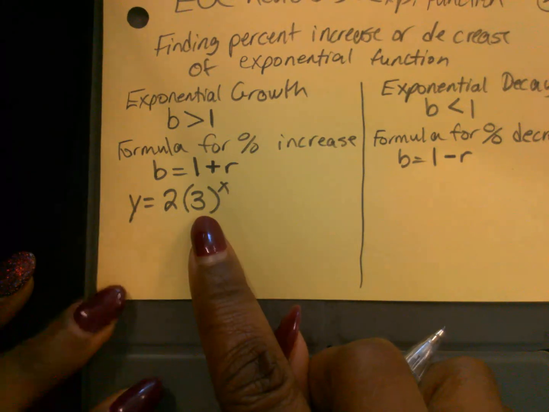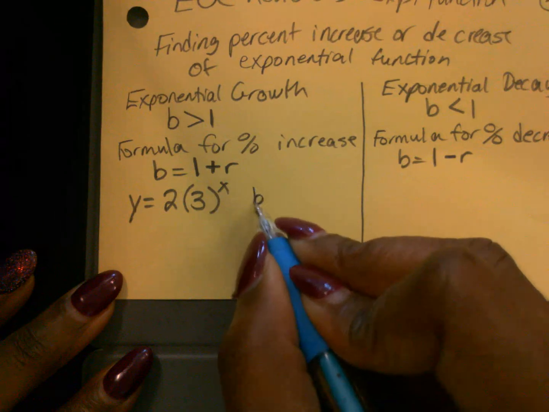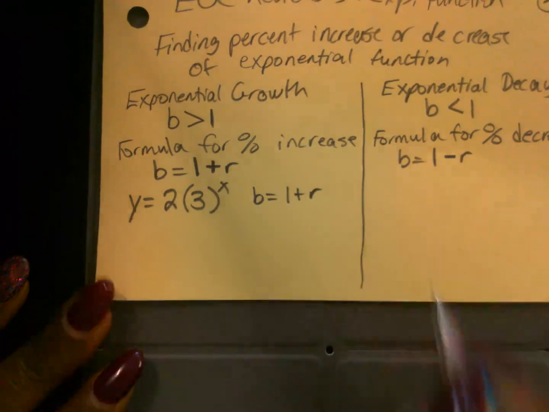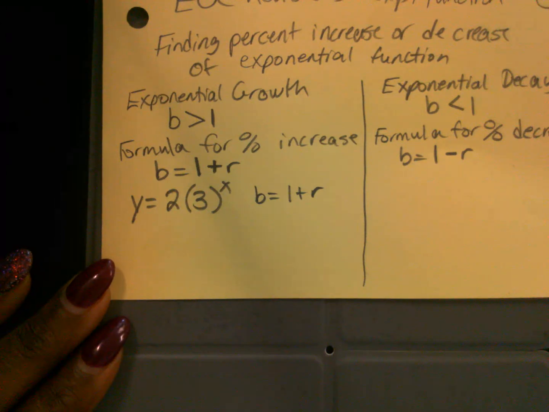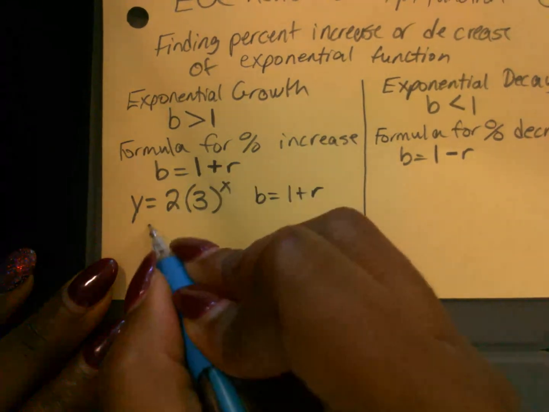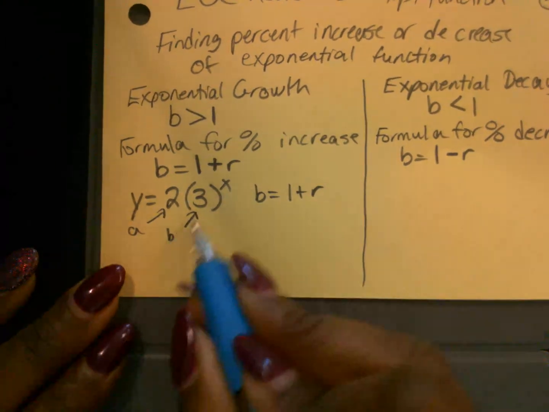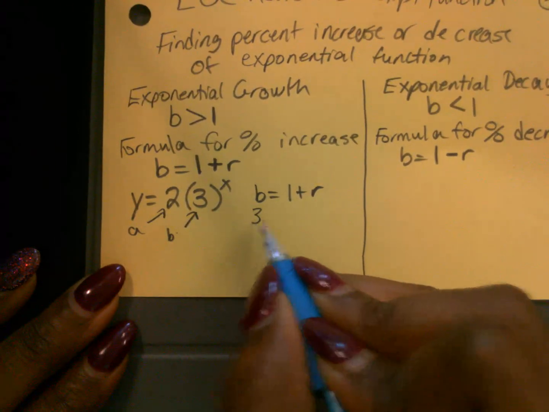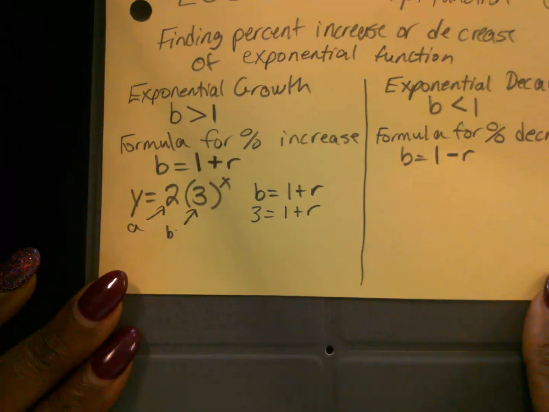This is b. Okay? So I'm going to use this formula. I'm going to rewrite it. I got b is equal to 1 plus r. I'm going to substitute 3 in the place of b because this is a, obviously, and this is b. So I'm going to replace b with 3, so I can find the percent that it's increasing by.